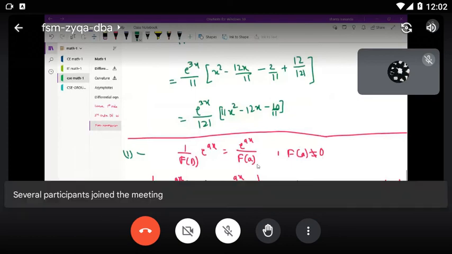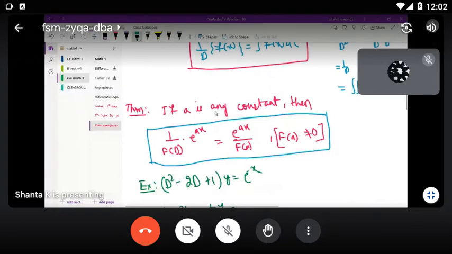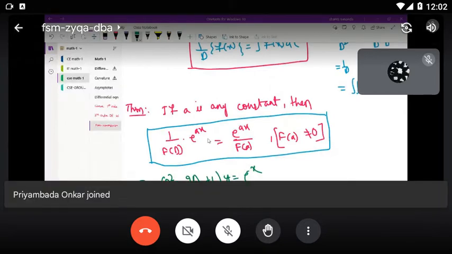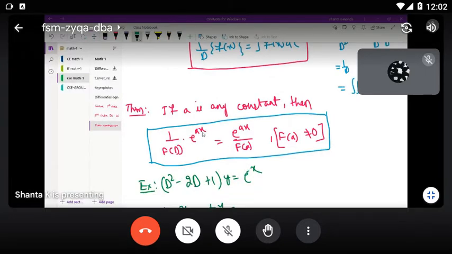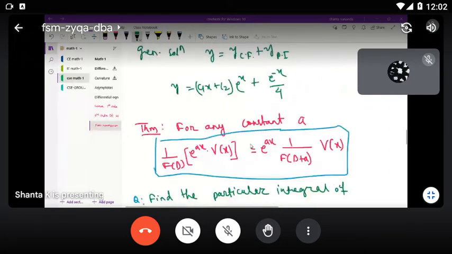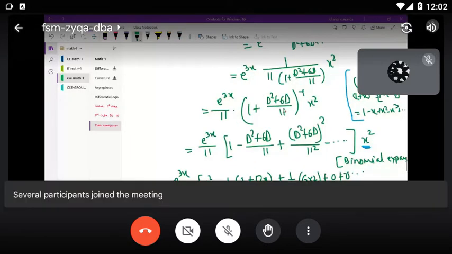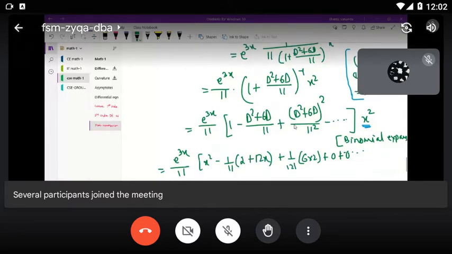Two rules we have used here. You see this one. If exponential here, constant times e power ax is there, then you can take it directly and you can get this solution. And here, if there is a product of the exponential and algebraic function, then this is how you proceed. This formula we use by using the binomial expansion.